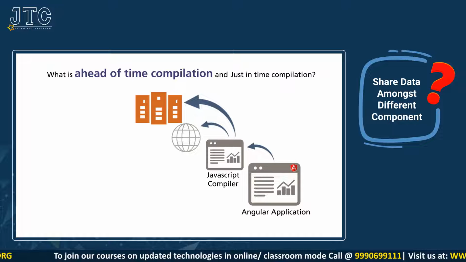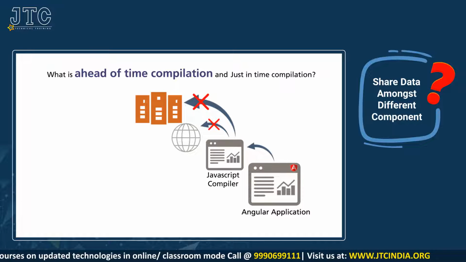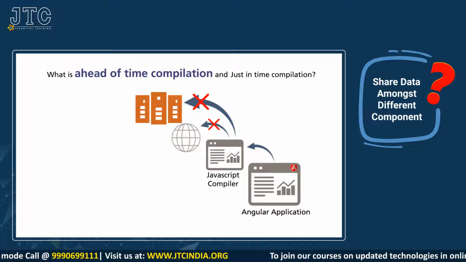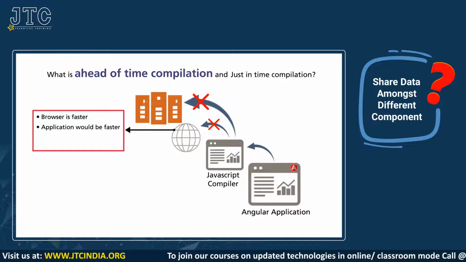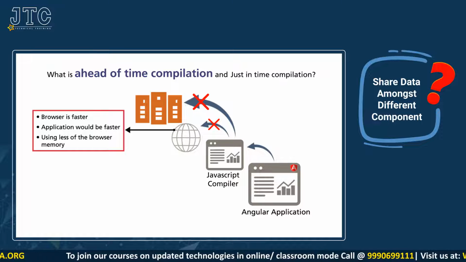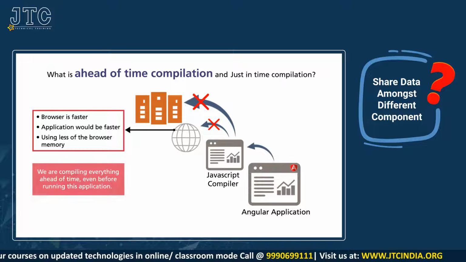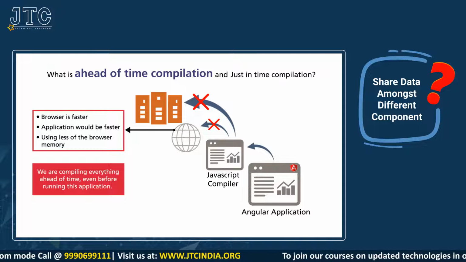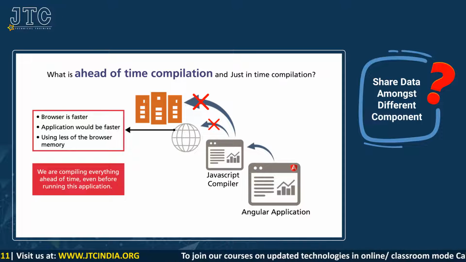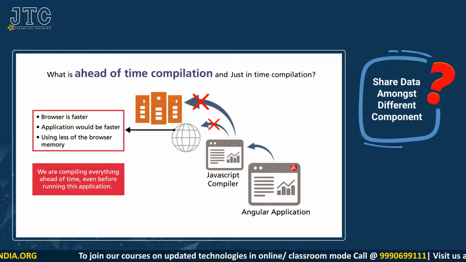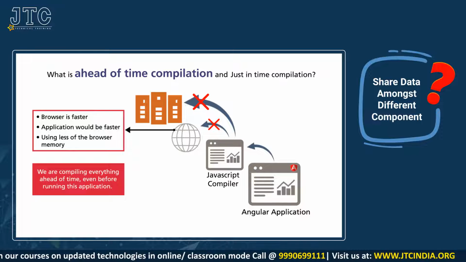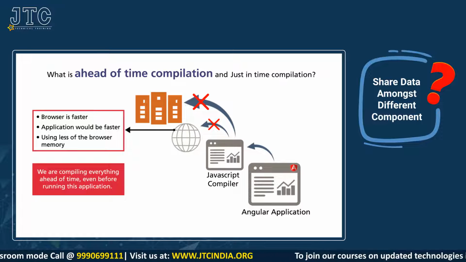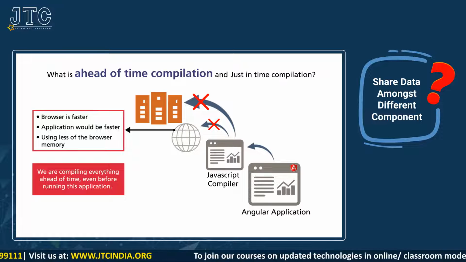So it doesn't load that compiler into your browser memory. If you're not loading this compiler into the browser memory, first of all, your browser would be faster, your application would be faster, you're using less of the browser memory. And then we are compiling everything ahead of time. Even before running this application, we have already everything compiled, and it has to just get displayed on the application. So when we are using an ahead of time compiler, then our application has a faster speed.